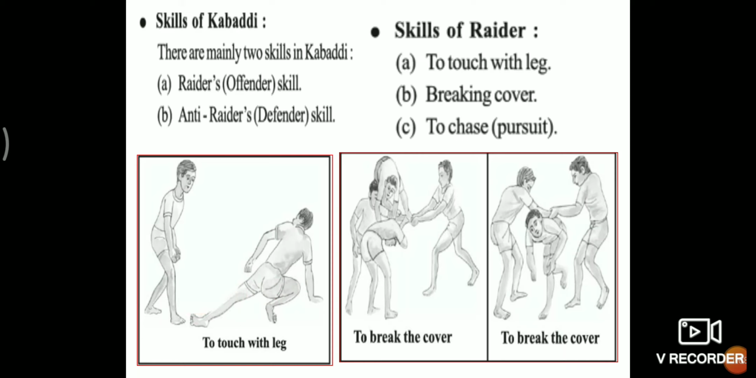Second skill, break the cover. To break the cover, the defenders get ready in many ways to cover the rider. Then the rider quickly tries to touch the opponent by stretching his hand or leg. While the defenders try to catch him, the rider jumps over and gets out of the cover or breaks the chain and tries to get away from the side or from below. This skill is called breaking the cover. Here in the middle figure you see, to break the cover.